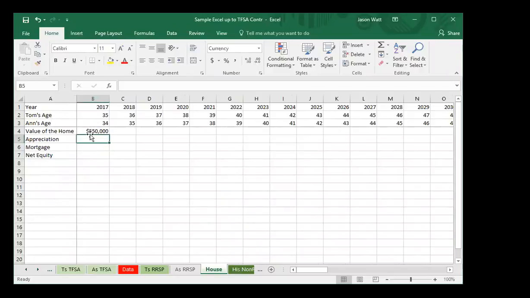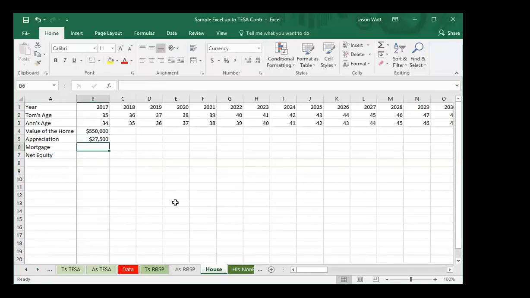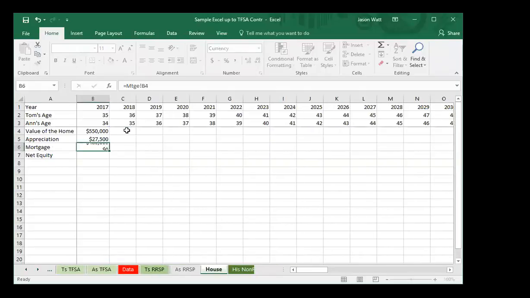Appreciation on the home is going to be based on this value times this, where we're going to use that housing appreciation or housing costs, and we can do that accordingly. And the mortgage, this is simply going to be based on the outstanding value of the mortgage in that year. And our net equity in the house then is going to be based on this amount plus this amount minus our mortgage. It's going to give us a rough idea what that equity in the house is.